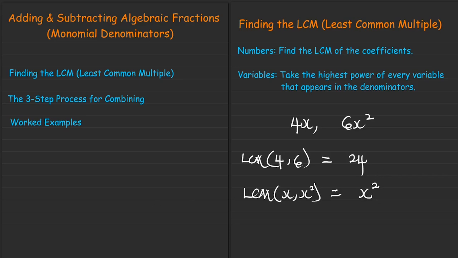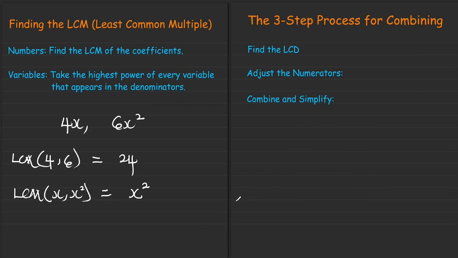So now that we know how to find the LCM of our denominators, let's look at how we can actually add and subtract these algebraic fractions. To solve, there are 3 steps we need to follow. First, you find the lowest common denominator. The lowest common denominator is obtained from the lowest common multiple. You then adjust your numerators based on the denominators you have, and then you combine and simplify.